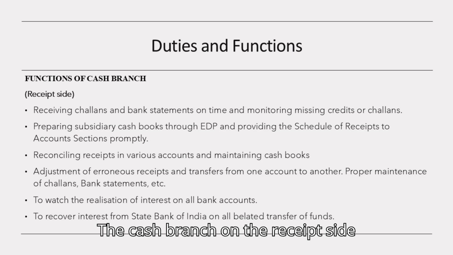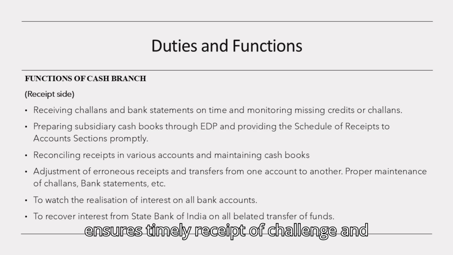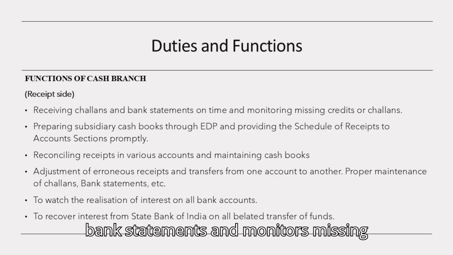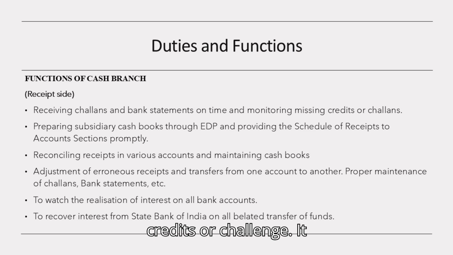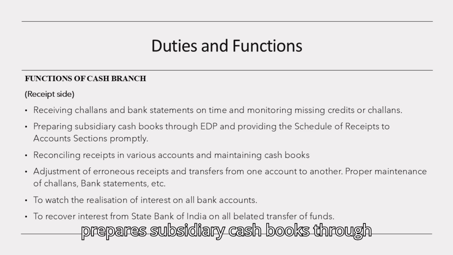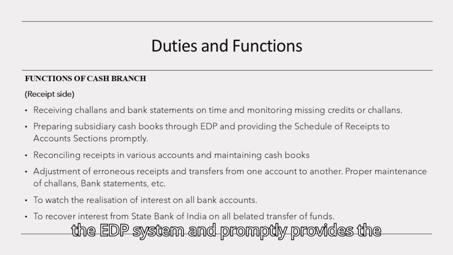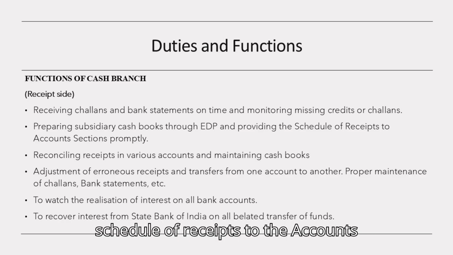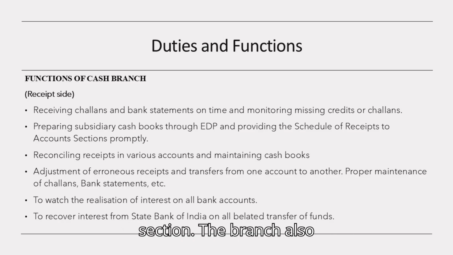The cash branch, on the receipt side, ensures timely receipt of challans and bank statements, and monitors missing credits or challans. It prepares subsidiary cash books through the EDP system and promptly provides the schedule of receipts to the Accounts section.